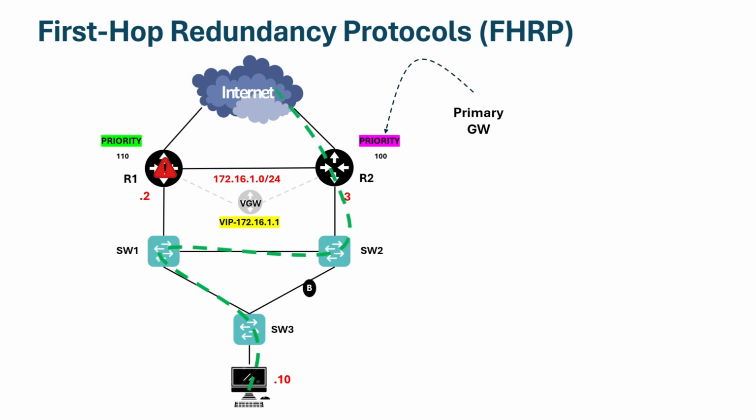There are different types of FHRPs available. Three common FHRPs usually mentioned start with HSRP, also known as Hot Standby Router Protocol. It is a Cisco proprietary protocol which operates with an active router and a standby router. If the active router fails, the standby router takes over seamlessly. We'll discuss this in the next session.